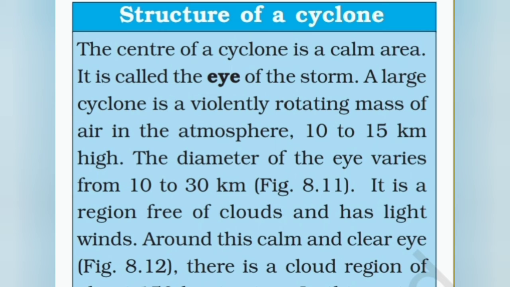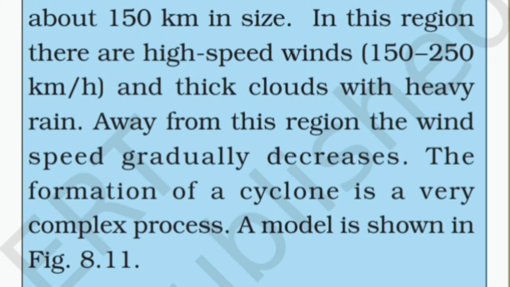Around this calm and clear eye, there is a cloud region of about 150 km in size. In this region, there are high speed winds of 150 to 250 km per hour and thick clouds with heavy rain. Away from this region, the wind speed gradually decreases. The formation of a cyclone is a very complex process. A model is shown in figure 8.11.